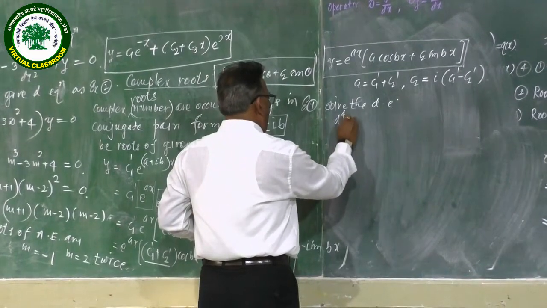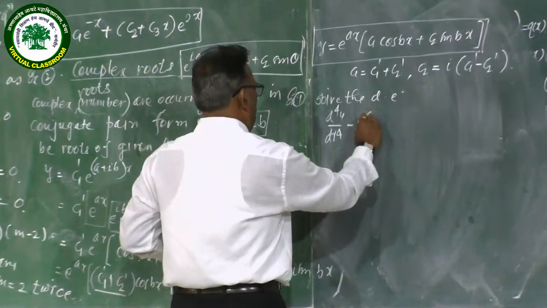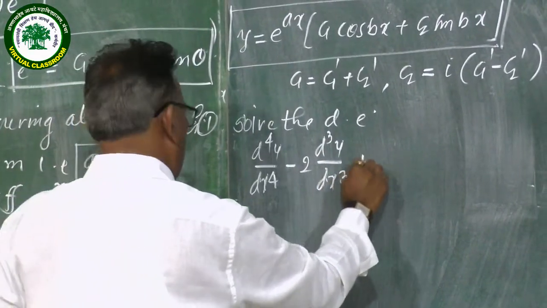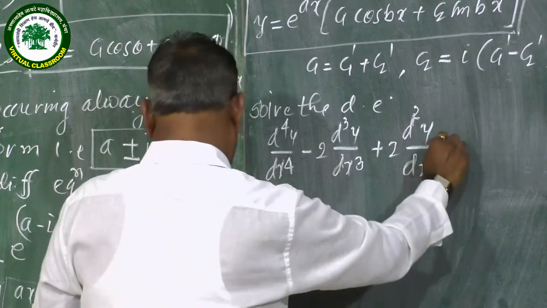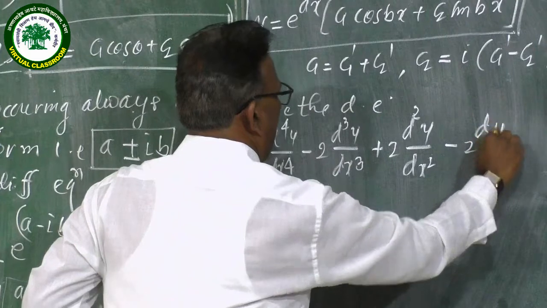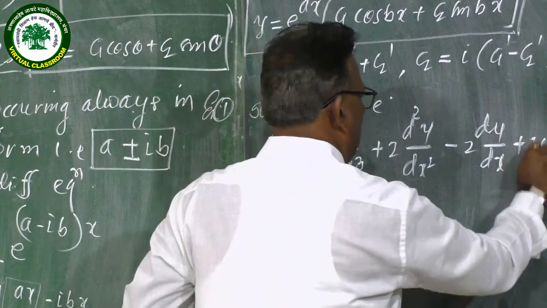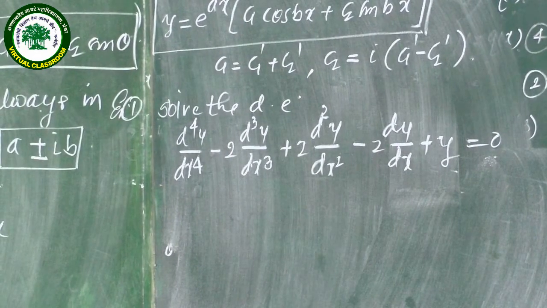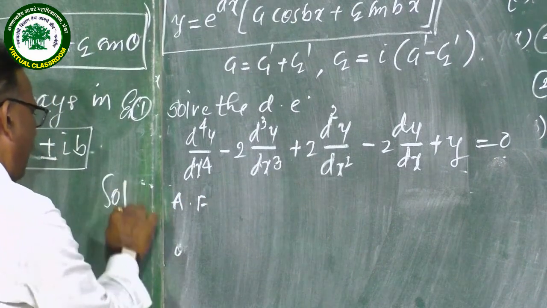d⁴y/dx⁴ − 2 d³y/dx³ + 2 d²y/dx² − 2 dy/dx + y = 0. This is a fourth order differential equation. The auxiliary equation will give the solution.